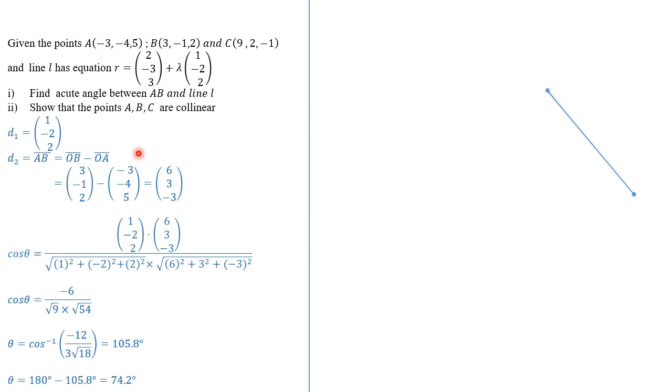All right, so now let's go to the other part here. Show that the points A, B, C are collinear. To show that the points are collinear, the situation will be like this. We'll have the points A, B, and C, which are lying on the same line. So collinear points are just points that are lying on the same line. So the vector AB multiplied by a certain constant should be equal to the vector AC, or to the vector BC. So AB is equal to K AC.